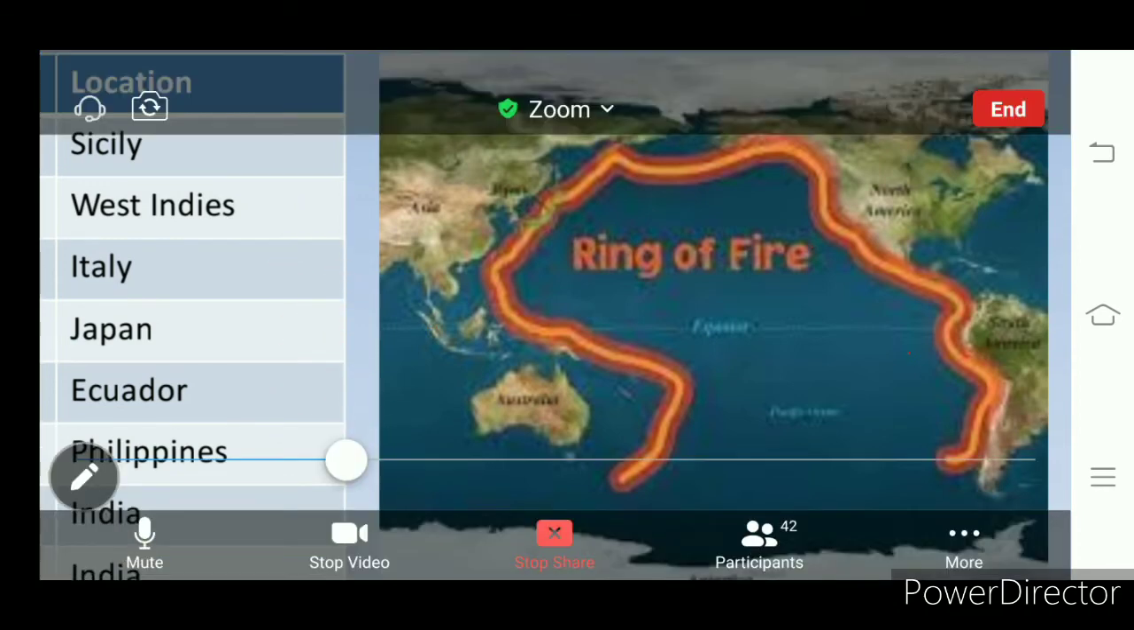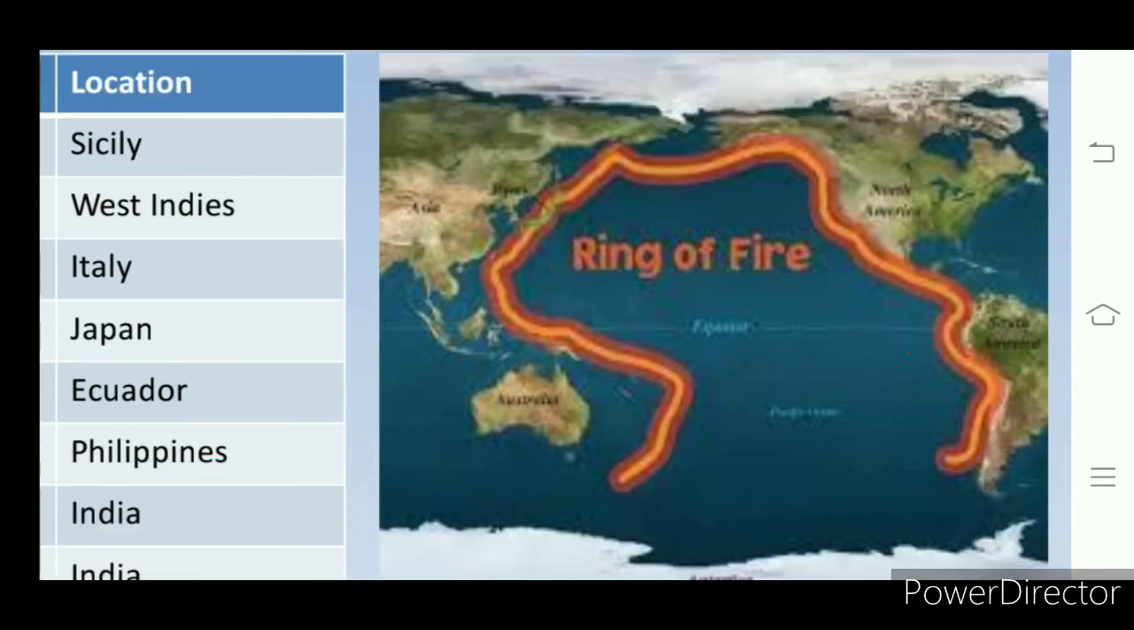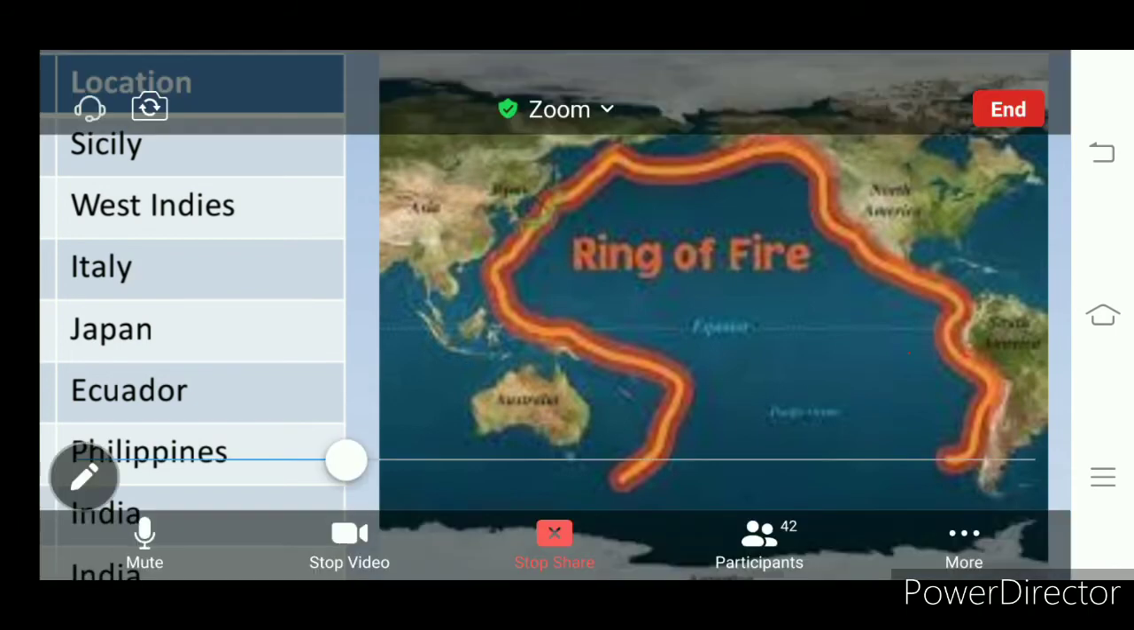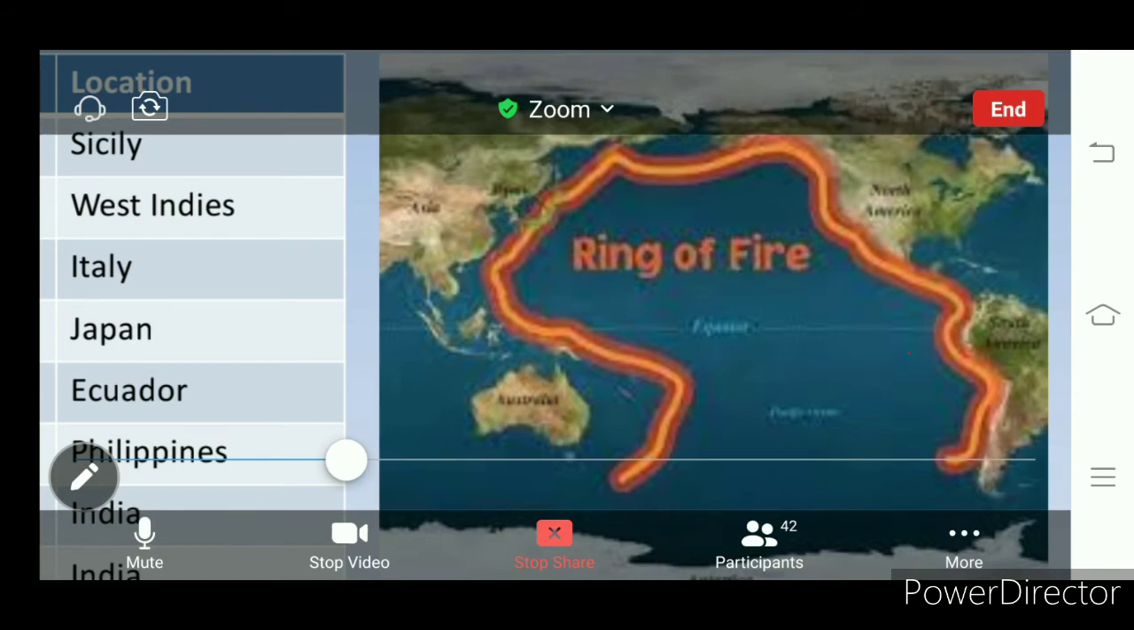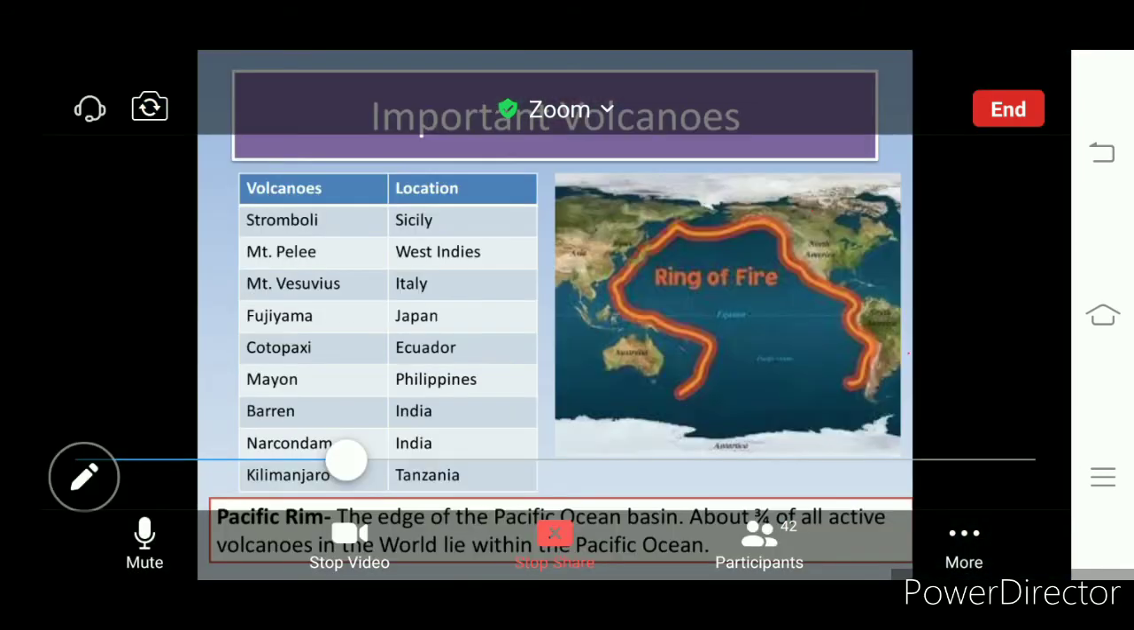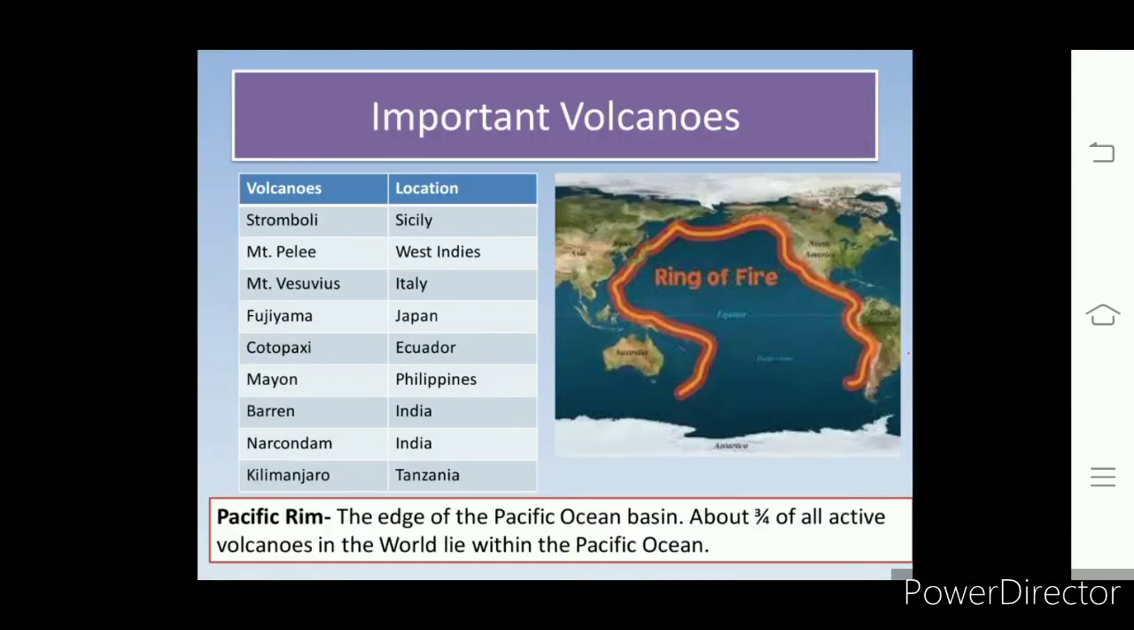Understand? Let us see the external process. What are the landforms forming with the external process? Look here. See what I have shown here. The edge of the Pacific Ocean basin. How many volcanoes are there? 3/4 of the active volcanoes of the world are situated in the Pacific Ocean.